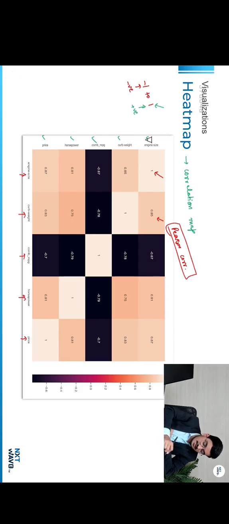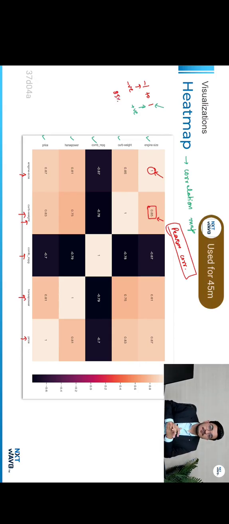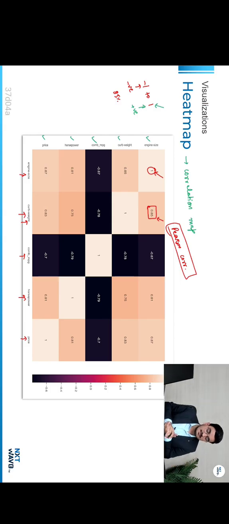So let's first see engine size with engine size. It has a correlation of 1 because we are comparing the same variable with itself. Now let's compare engine size and curb weight. This has given us 0.85, which is a positive value, which depicts that as the engine size increases, the weight of the car will also increase by a factor of 85%. This is something we can also assume in a real life scenario. If we increase the size of the engine, obviously the weight of the car will also increase.